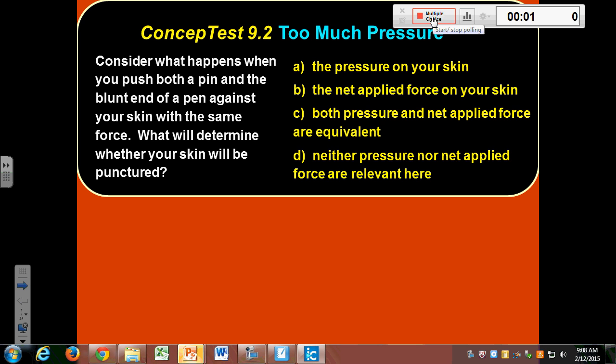Consider what happens when you push both the push pen and the blunt end of a writing pen against your skin with the same force. What will determine whether your skin will be punctured? Pressure on your skin, the net applied force on your skin, both pressure and the net applied force are equivalent, or neither the pressure nor the net applied force are relevant here. So which of these values, the pressure or the force, or both, or neither, are relevant to whether your skin will be punctured?